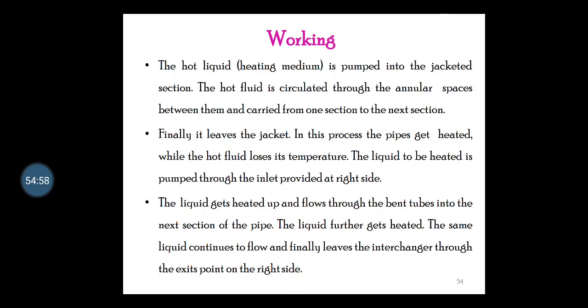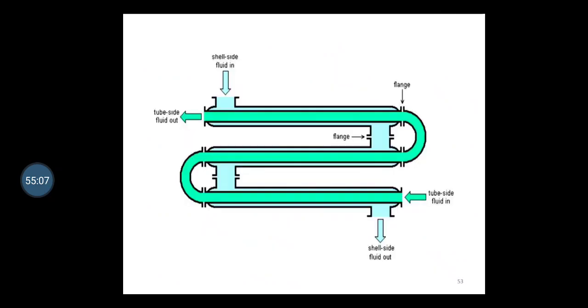Okay, to understand this working, we should also look at this image. The hot liquid, that is the heating medium, is pumped into the jacketed section. The hot fluid is circulated through the annular spaces between them and carried from one section to the next. Finally, it leaves the jacket. In this process, the pipes get heated while the hot fluid loses its temperature.